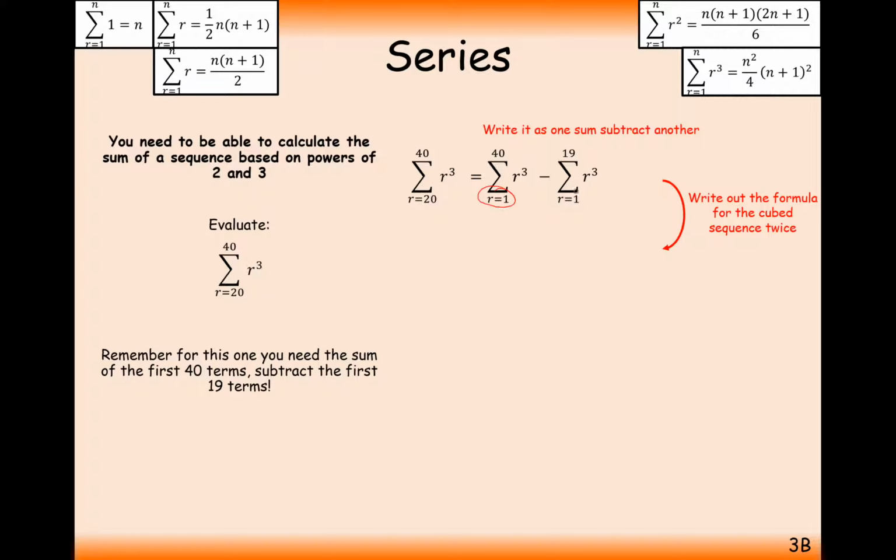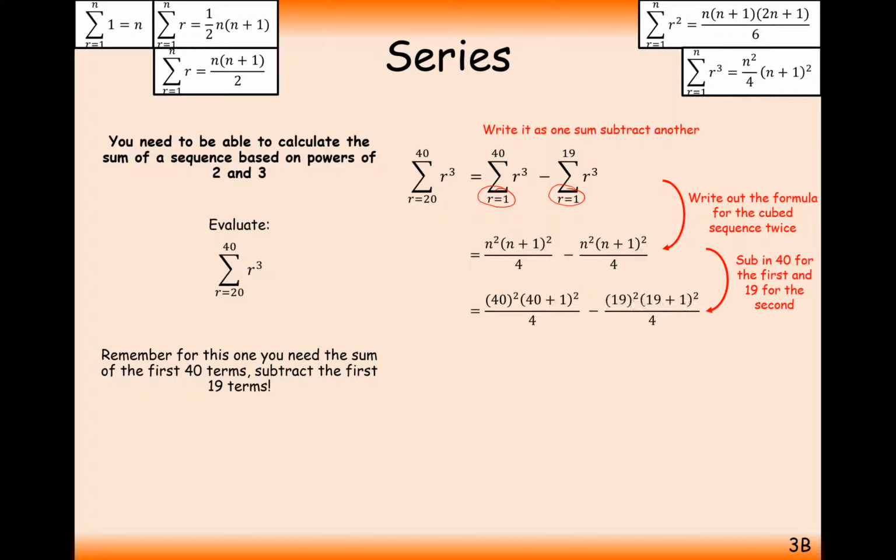And now that our summations start at 1, we can now use the formulas that we've been given. So substitute in the values of 40 and 19, calculate these, and we get 636,300. Okay. So it's not too bad. Just make sure that when you see that your summation doesn't start at 1, you do a little bit of an adjustment. And remember that the 19 that was here is always going to be 1 less than the 20 that we have here.